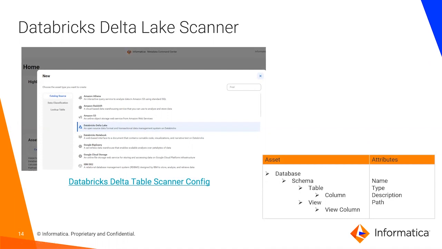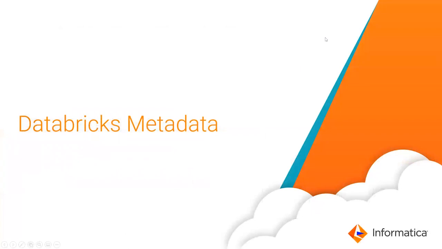However, for every hop, as we saw in the architecture diagram, there needs to be a scanner set up and capturing the metadata to get the complete visibility, like Azure Data Lake Store, or whether it's S3 or Power BI or Tableau. Just need to set up the scanners so that you can capture the metadata and get the visibility. Moving on to the Databricks metadata.